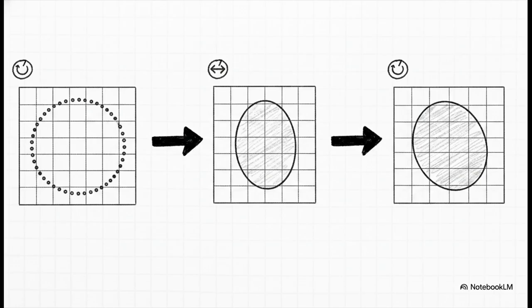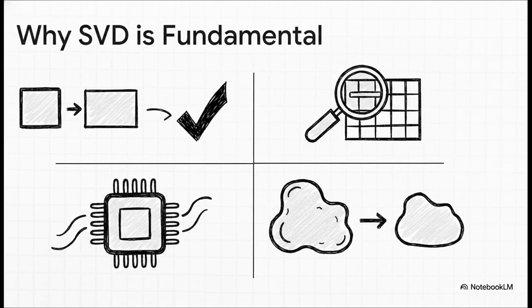It's like the ultimate instruction manual. And it's always the same three steps. You rotate the space, then you scale it, and then you rotate it again. That's it. Every single matrix transformation, no matter how wild and complex it seems, is just those three simple actions in disguise. And the power here is just immense.